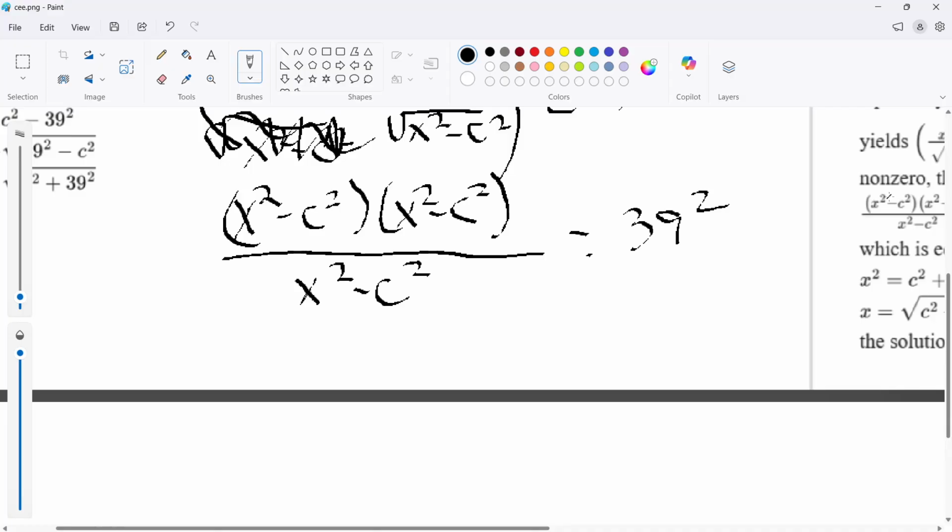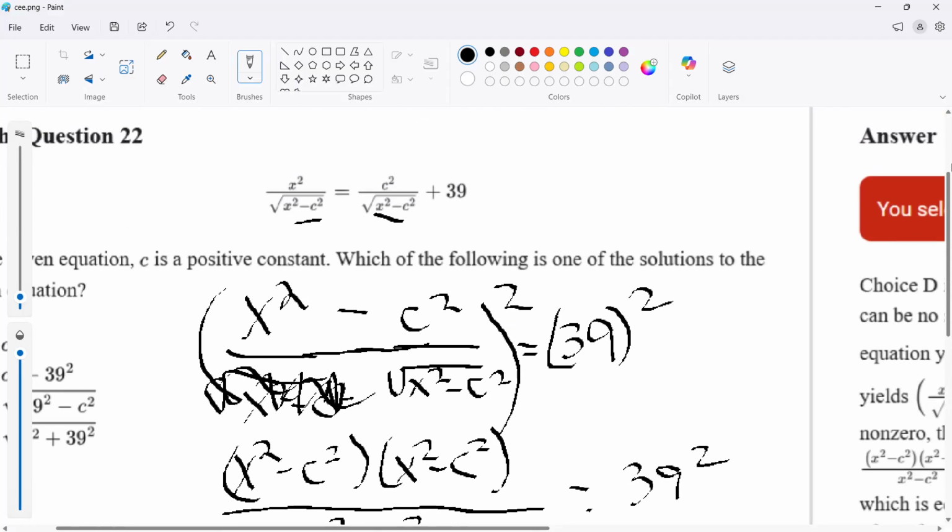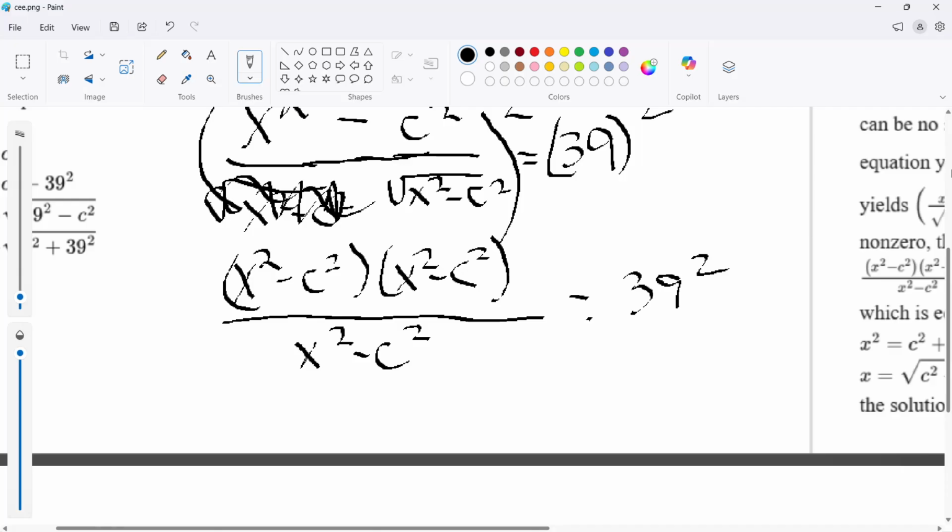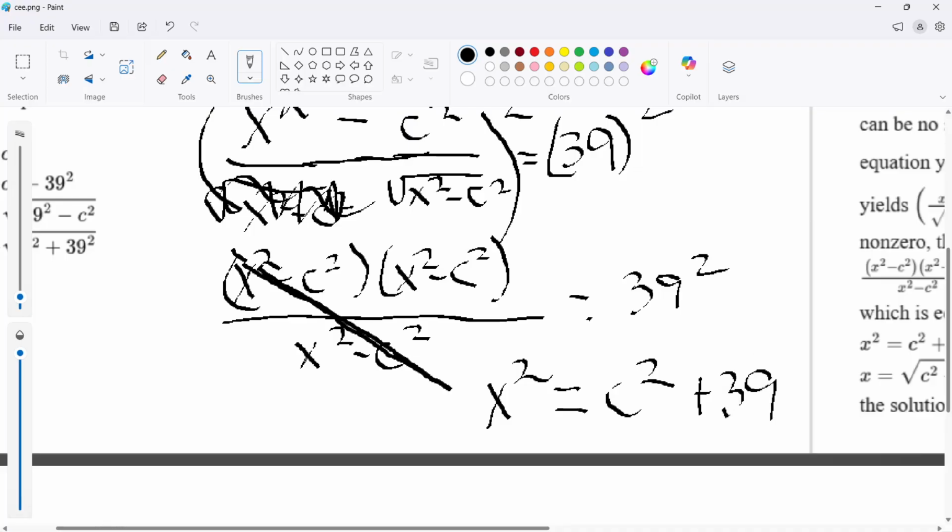All right, so now remember, this is a square root and it's in the denominator, so it can't be 0. The square root of x squared minus c squared can't be 0, nor can x squared minus c squared be less than 0. So it has to be greater than 0. So if it's not 0 over 0, I know that that cancels out and just becomes 1. So now I've got x squared minus c squared equals 39 squared. I can add c squared to both sides. x squared equals c squared plus 39 squared.